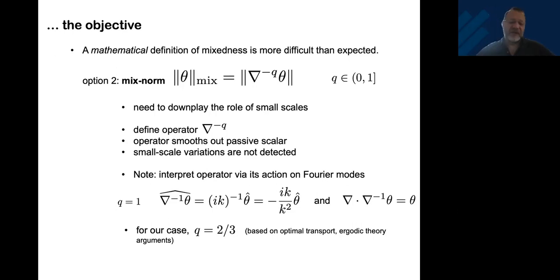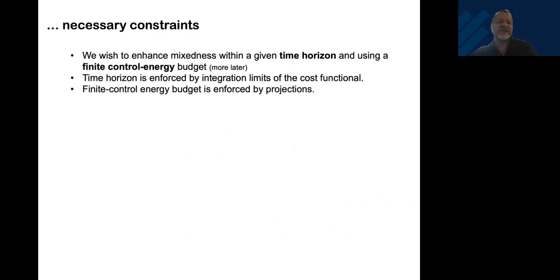Okay, so in our case, like I said, we're going somewhere in the middle of this interval. We use q equal to 2/3. And you can actually argue for that one. It's very mathematical. You need ergodic theory and optimal transport for that. All right, that's all I want to say about the way we measure it. So we also have to have constraints. We wish to enhance the mixing given a time horizon and so on.